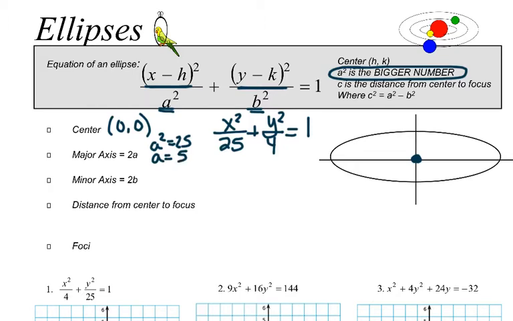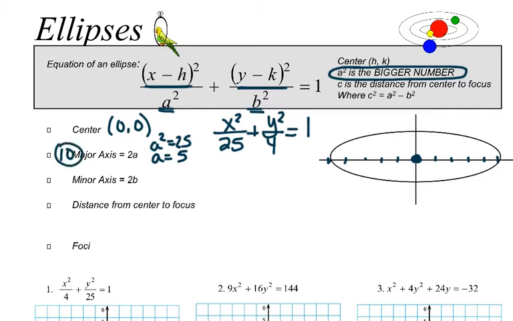A is 5, since a squared is under x. Sorry, let me do that better. It's all about what it's underneath. So the 25 is underneath the x, so a is 5: 1, 2, 3, 4, 5. So I go right 5, left 5, for a major axis length here of 10.